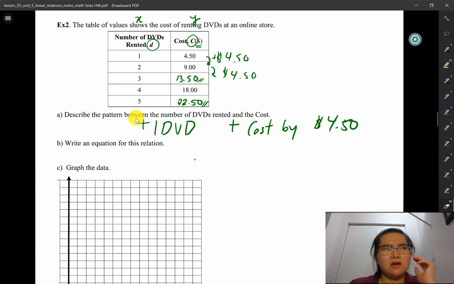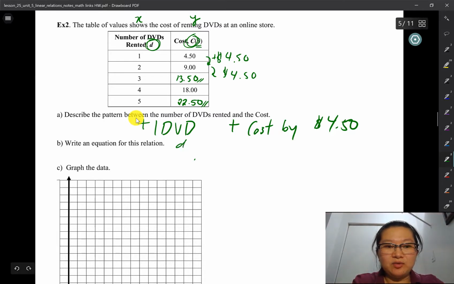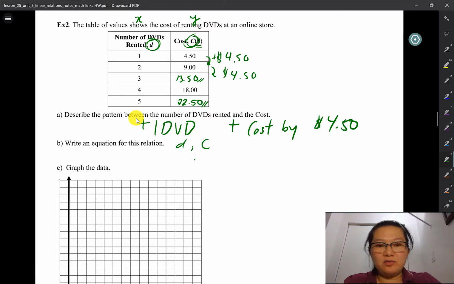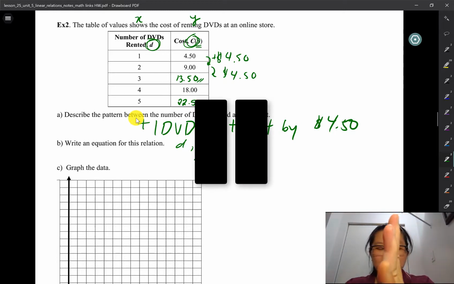I'm actually going to get us to try this one. You're going to try to write an equation for this relation. So I want you to use D, the variable D, for the number of DVDs, and I want you to use C, the symbol for the cost, for the variable describing the cost in your relationship. Okay, so write the equation for this relationship. Good time to pause the video and do so.